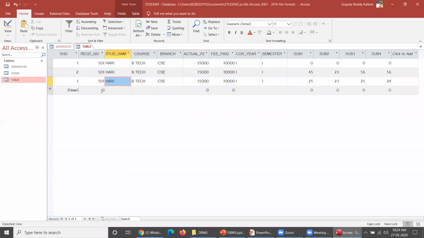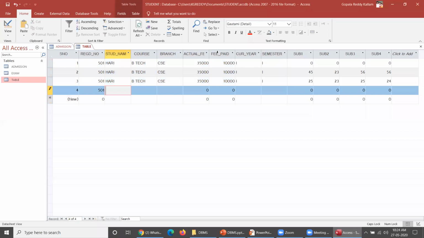For example, let me consider consistency. What do you mean by consistency here? Let me consider 501. Actually, his name is Hari. A typographical mistake: while typing, I made a mistake here. Hari is his name, but I have entered Haji, Hazi, BTech, and then he actually took CSE, but I entered CS and E, and the fee fixation is 35,000. Unknowingly I have entered 45. As of this moment he has paid only 10,000, but I have given 15,000 here.